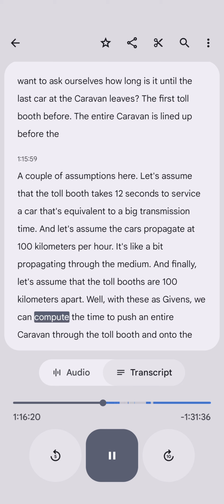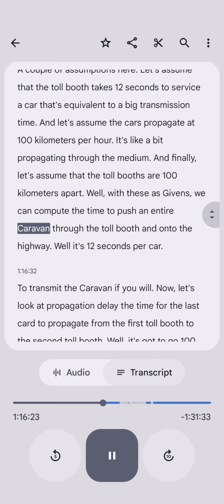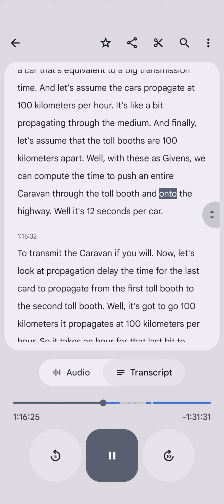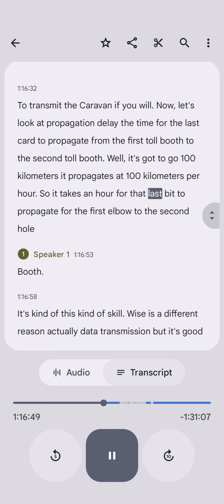Well, with these as givens, we can compute the time to push an entire caravan through the toll booth and onto the highway. It's 12 seconds per car. There are 10 cars per caravan, so that's 120 seconds to transmit the caravan, if you will. Now, let's look at propagation delay. The time for the last car to propagate from the first toll booth to the second toll booth: it's got to go 100 kilometers. It propagates at 100 kilometers per hour, so it takes an hour for that last bit to propagate from the first toll booth to the second toll booth.